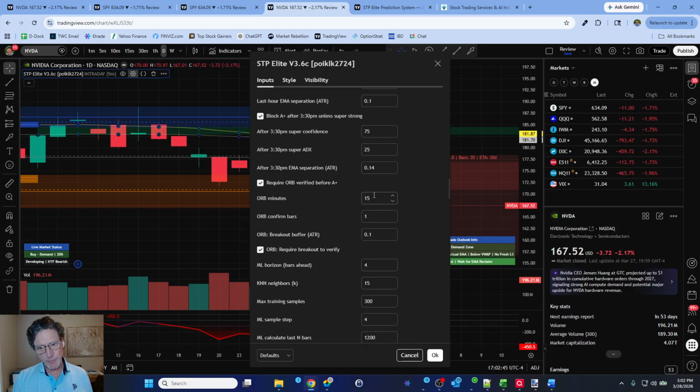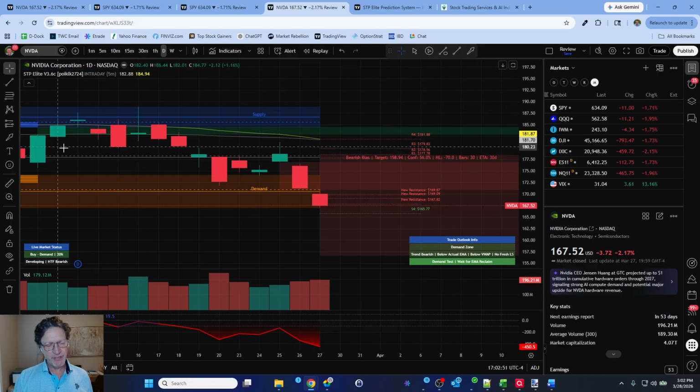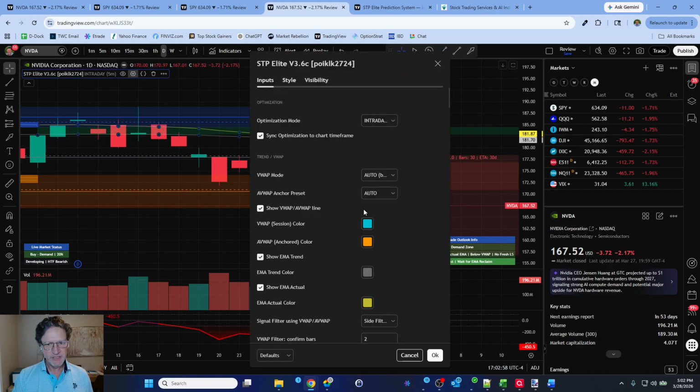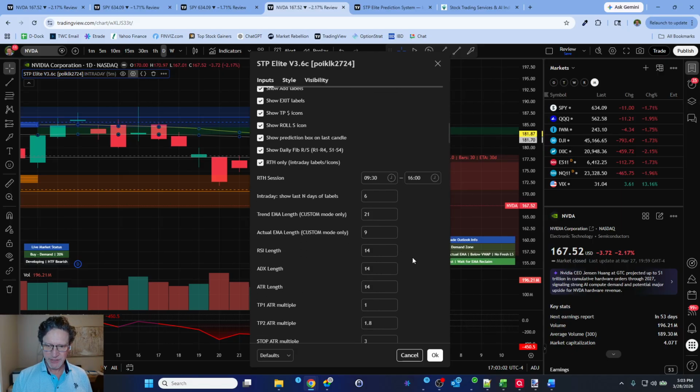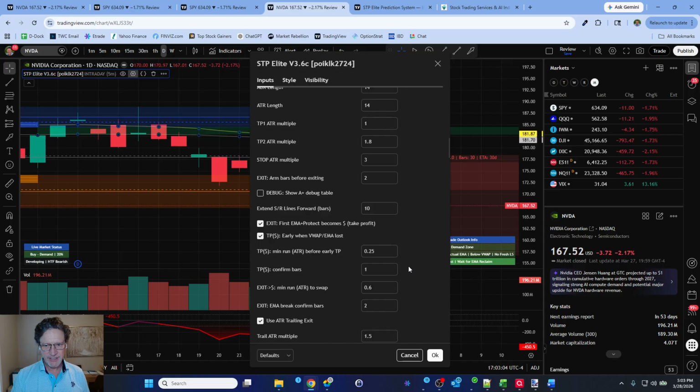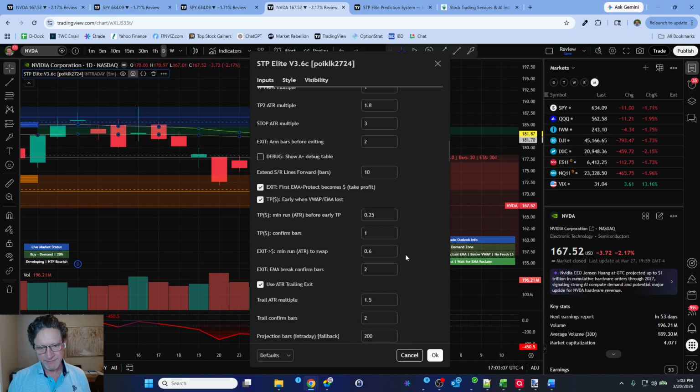I personally like an open range breakout of 15 with a one candle. So that means I'm not going to get any labels prior to or until 15 minutes go by in the morning when the market opens, because I don't want to get caught in that area where there's a lot of activity going on and I might not be quick enough on the button.